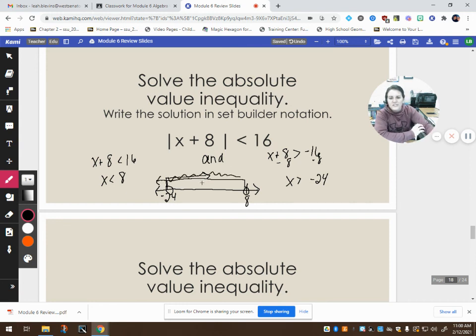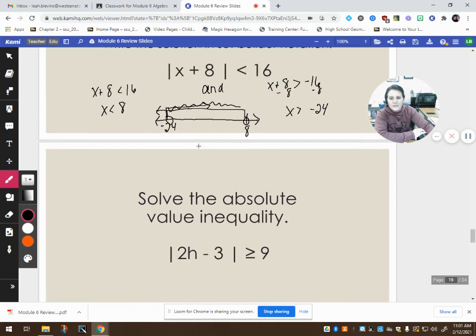What that really means is all of these numbers in between here are fewer than 16 units away from -8 on the number line. If you think about where -8 is here, there would be 16 units between -24 and -8, and then there would be 16 units between -8 and 8.